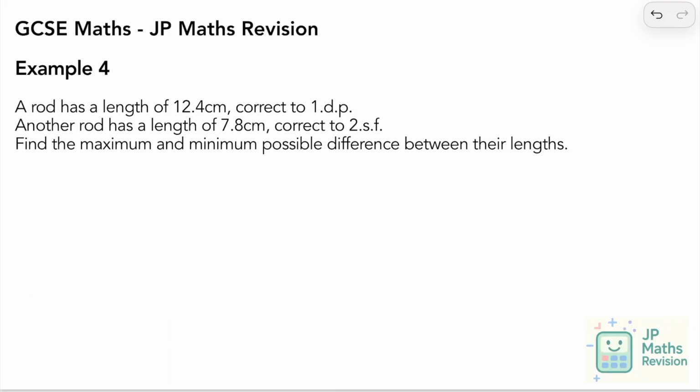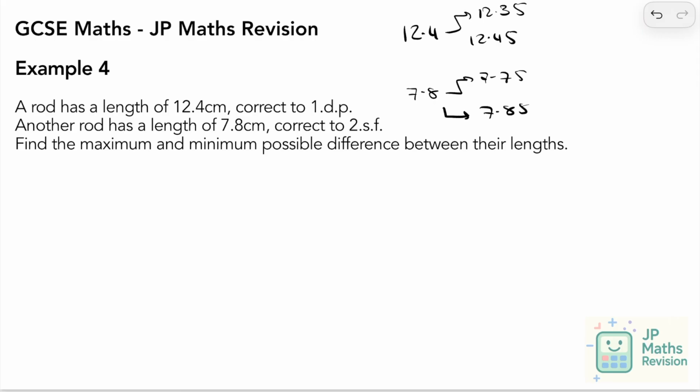Here's another example. So a rod has a length of 12.4 centimetres to 1 decimal place, and another rod has a length of 7.8 centimetres to 2 significant figures. So I'm going to start off, as always, by writing the bounds. So 12.4 is between 12.35 and 12.45, and 7.8 is between 7.75 and 7.85.